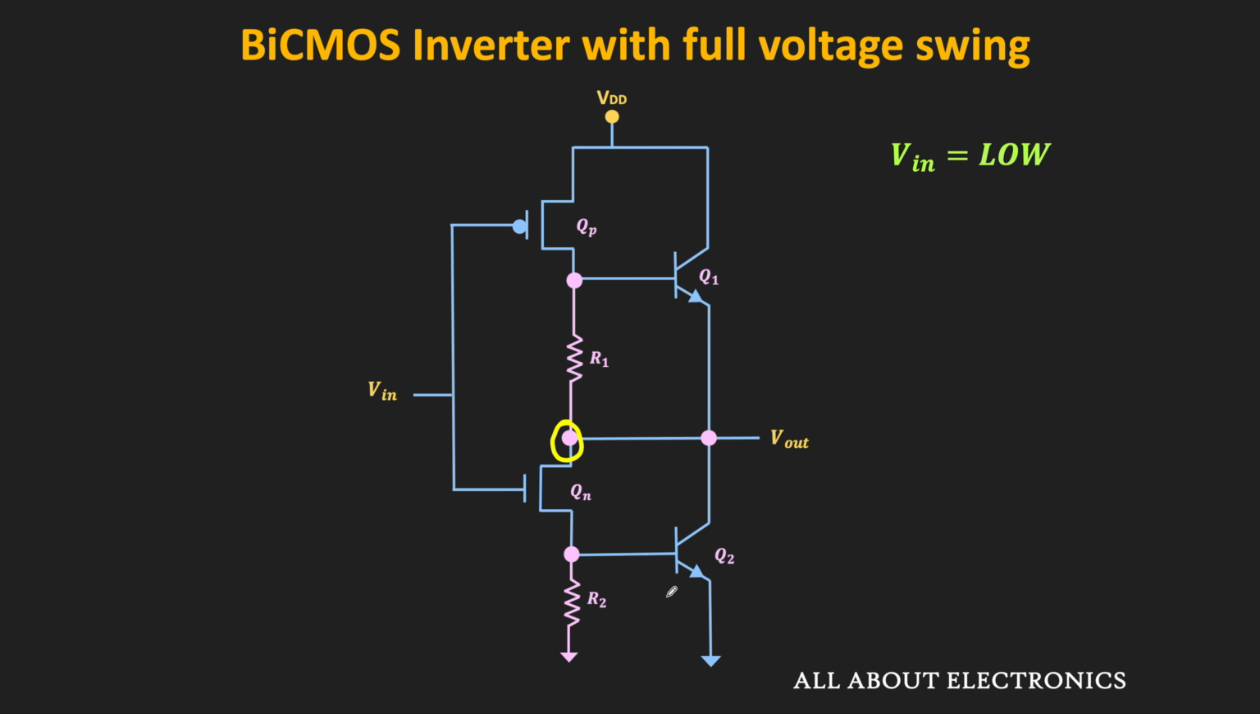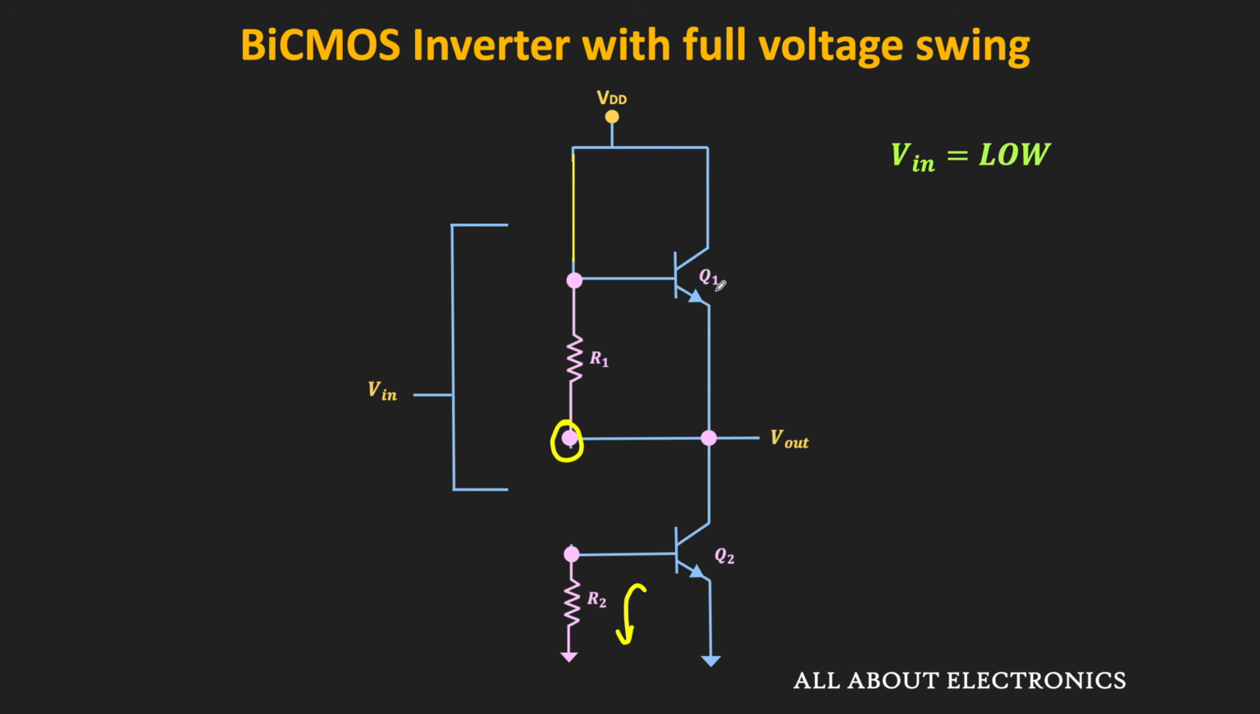So whenever the input is low, then this PMOS transistor will get turned on, while if we see the NMOS transistor, then it will remain in the off condition. So here, the base charge of the transistor Q2 will be removed through this resistor. So here, as soon as the PMOS transistor goes in the on state, then the voltage at the base of the Q1 is equal to VDD.